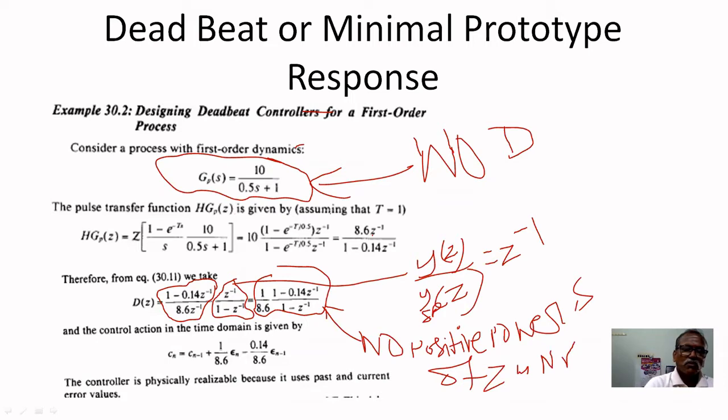This has no positive powers of z in the numerator. When we look at it like that, the denominator should have one constant term. The polynomial should consist of one constant term, with everything written in negative powers of z. Then the numerator should not contain any positive powers, and then it is physically realizable. Yes, we have seen that this works well.